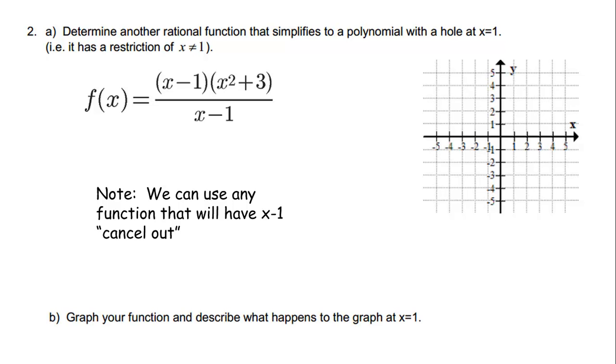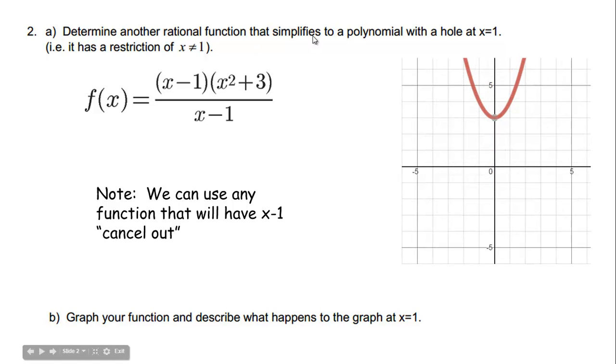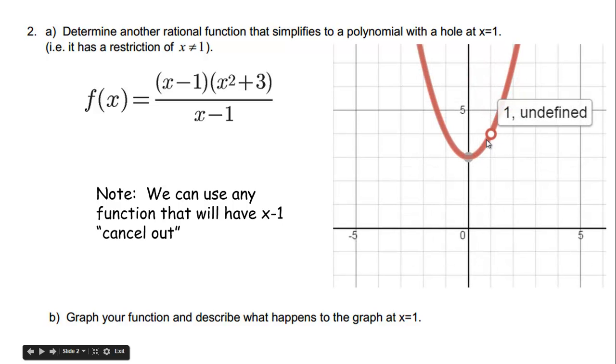If we draw the graph and see what happens at x equals 1, the graph is actually just x squared plus 3, so it's just an x squared plus 3 graph. And then if we trace our graph right around x equals 1, we can see that the graph again has a hole at x equals 1, and the point shows up as 1 and undefined. If you do that in Desmos, you can trace your point all along this graph, and all the other points are defined. It's just that 1 is not.